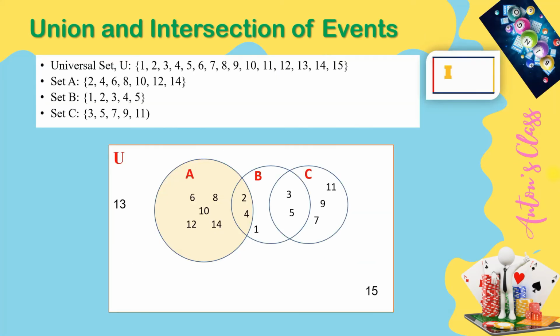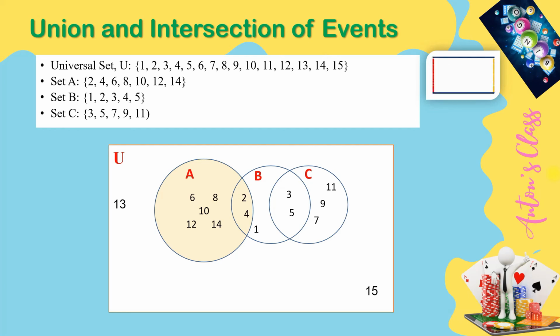Here you can see our universal set, the rectangle. We have the numbered balls from 1 to 15. Our set A has the even numbers 2, 4, 6, 8, 10, 12, 14. Then our set B has the balls numbered 1 to 5. You can see that 2 and 4 are common to sets A and B, meaning 2 and 4 are the intersection of sets A and B, or events A and B.